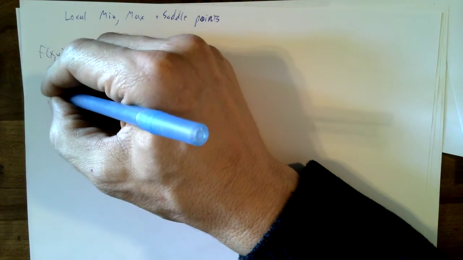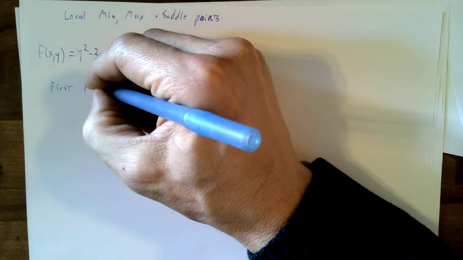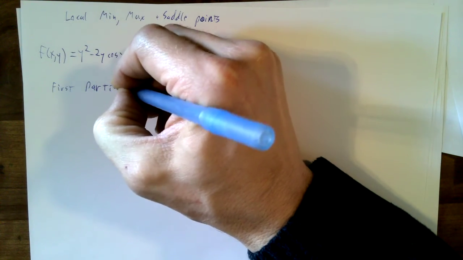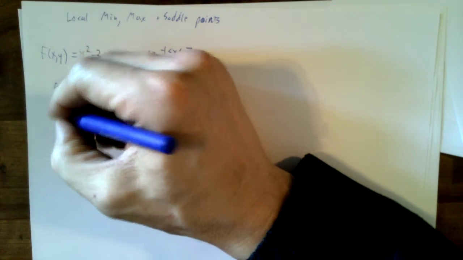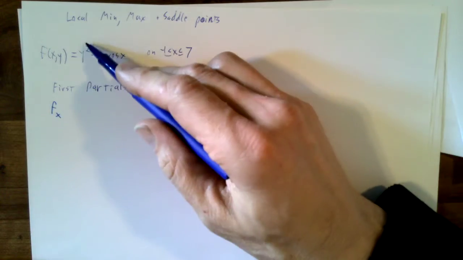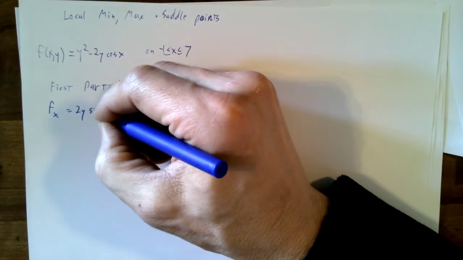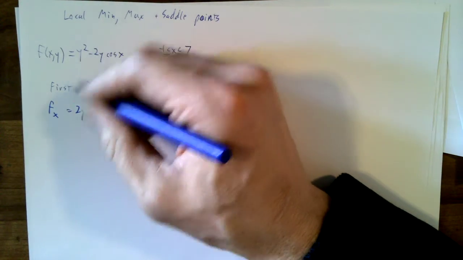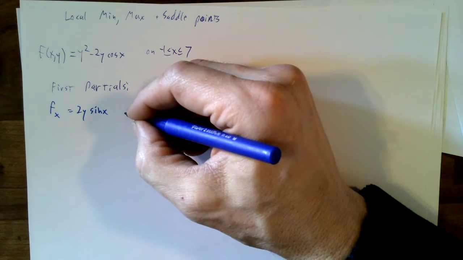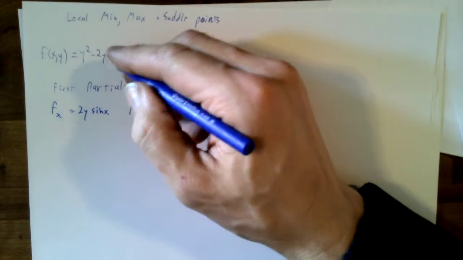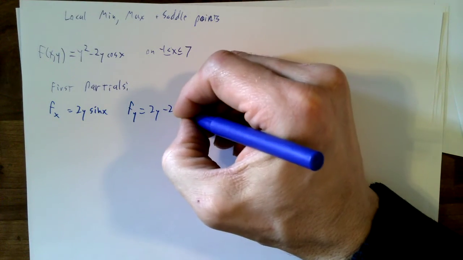So I've got to find my first partial derivatives. F sub x, the derivative of this thing with respect to just the x variable. First term is going to be 0. This is going to be 2y sine x. Derivative of cosine is negative sine, so that comes out positive there. And then f sub y, the derivative just with respect to y, is 2y minus 2 cosine x.